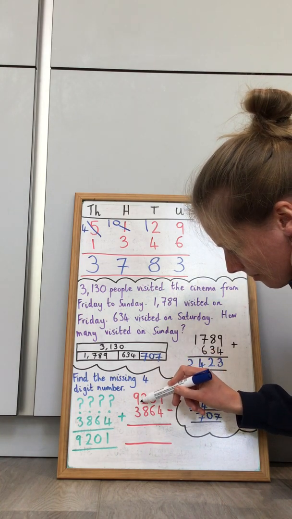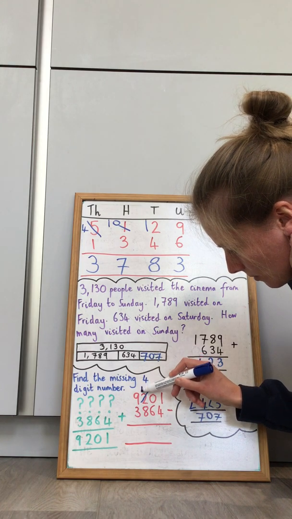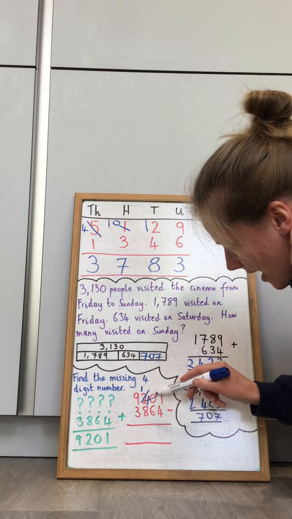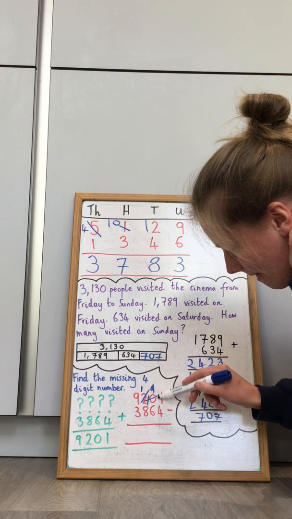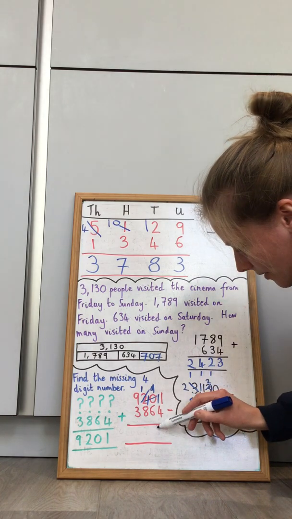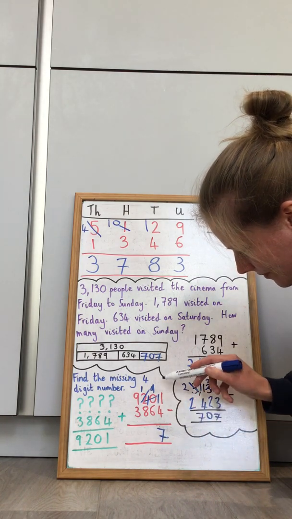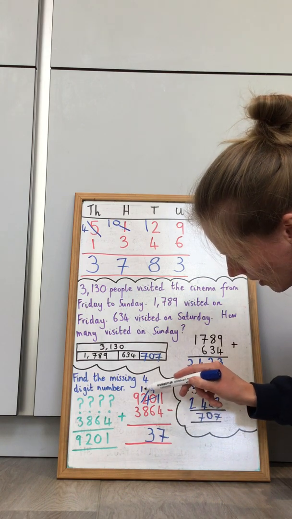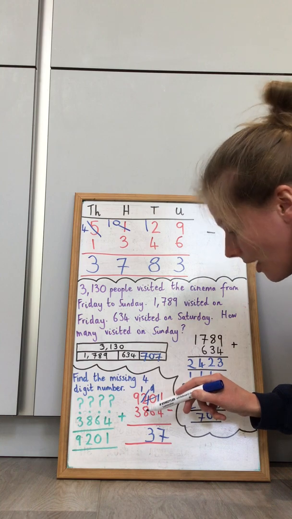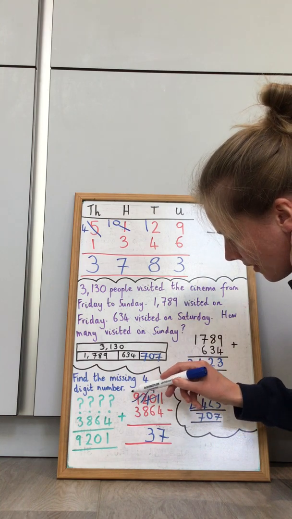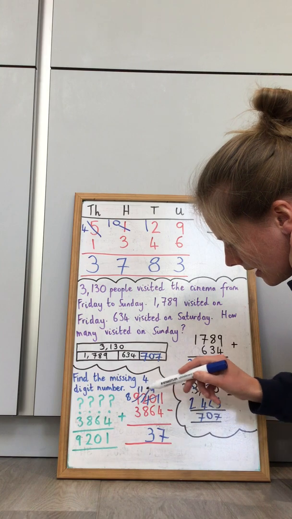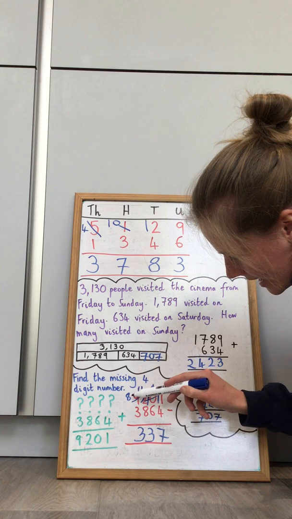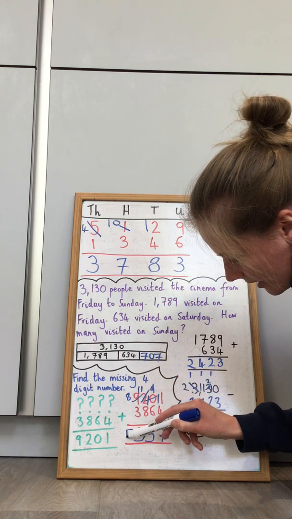Now I can borrow from the hundreds. So that 2 becomes a 1. That becomes a 10. And now I can borrow from it. So that consequently becomes a 9. This becomes 11. 11 take away 4 gives me 7. 9 take away 6 gives me 3. 1 take away 8, I can't do that, so I need to borrow, and I can borrow from the thousands. So that 9 becomes an 8. And now we have 11 take away 8 gives me 3. And 8 take away 3 gives me 5.